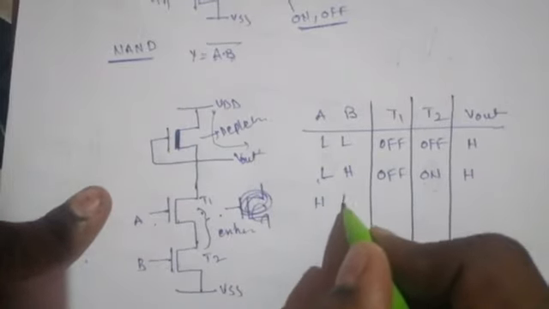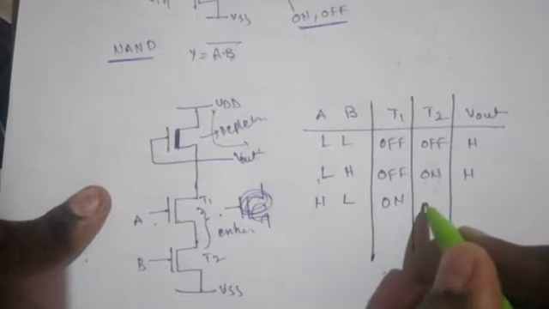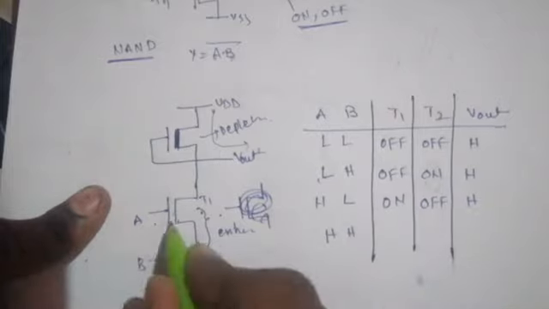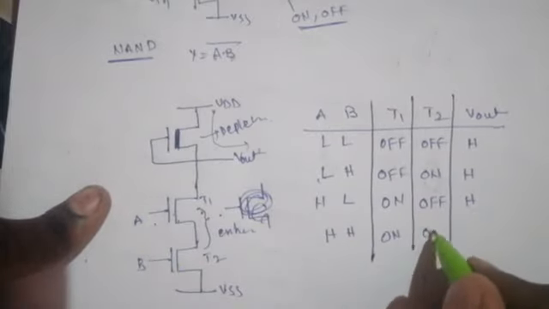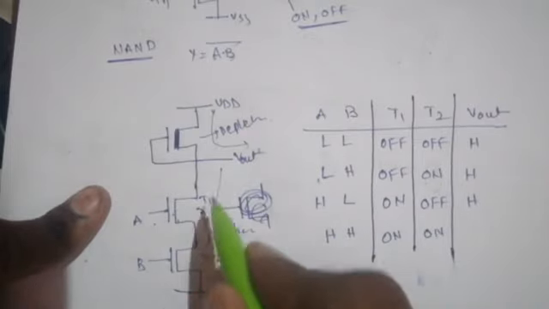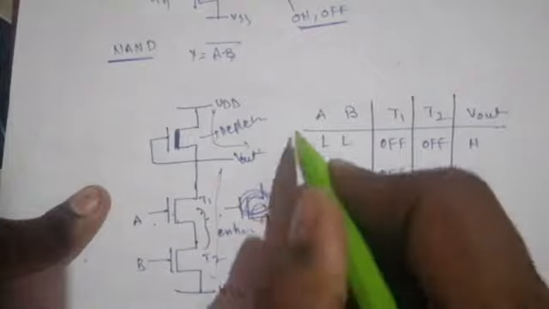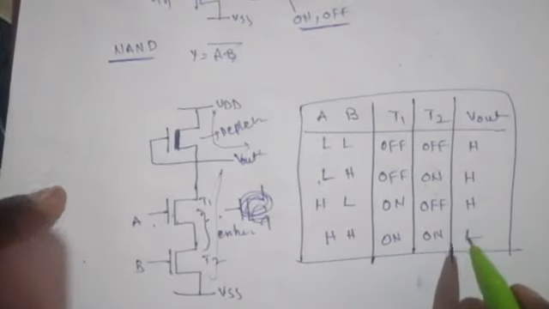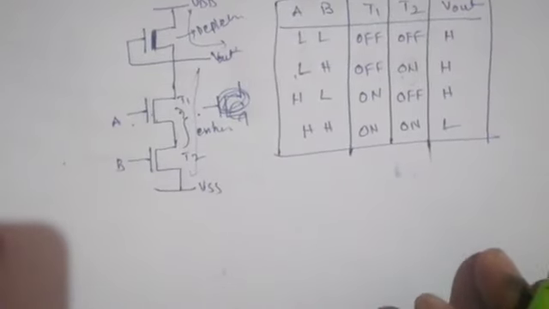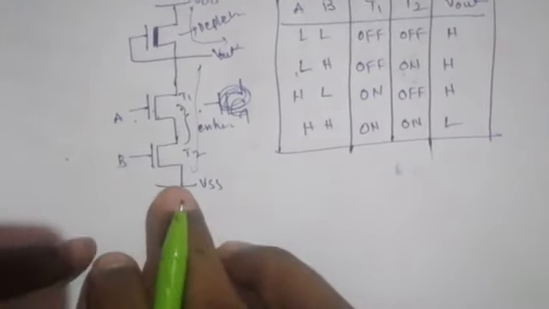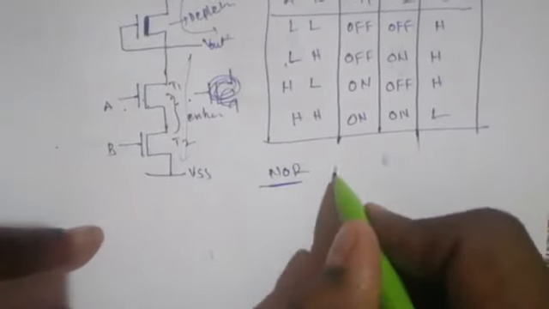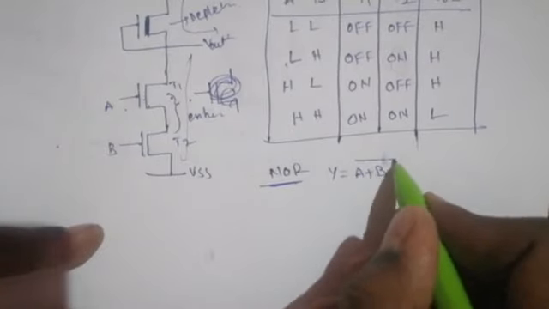When A voltage is high and B voltage is low, this transistor is on, the other will be off. Output voltage is high. When both the transistors are high, both the transistors are on, both will act as short circuit terminals. So output voltage will be collected across this short circuit terminal, low voltage. So this functional table looks like a NAND operation. That's why it is NAND logic using NMOS. Similarly, we have to take NOR logic. NOR means Y is equal to A plus B whole bar.